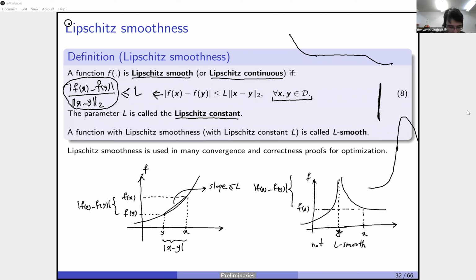Therefore you can see it as the norm, or length, of the derivative. If it is 1D, then it will be the absolute value of the derivative. But if it is multidimensional, then it will be the norm of the derivative, or the length of the derivative. Therefore, L is an upper bound on the norm of the derivative.